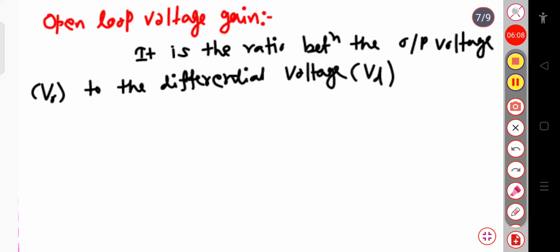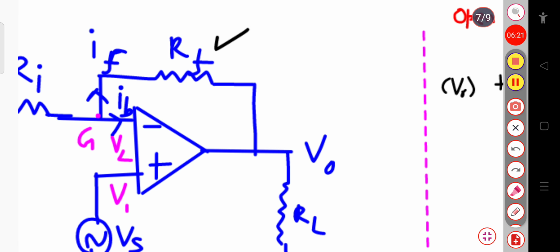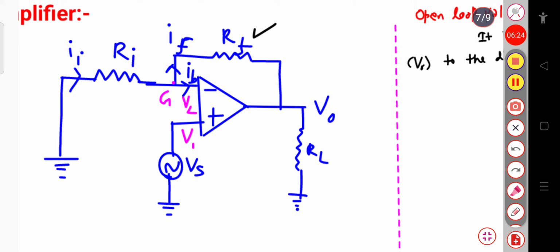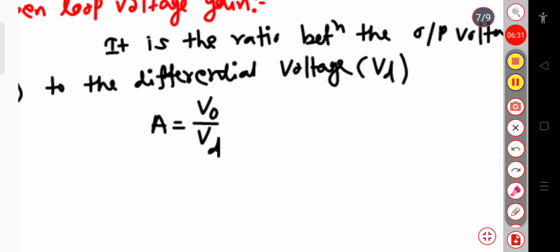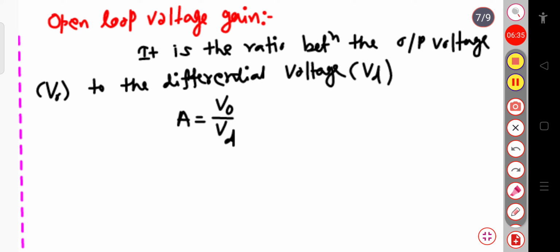So now we can write the open loop voltage gain A, that is equal to VO divided by VD. And in this diagram you can see the difference between these two voltages, that is your V1 minus V2. So VD can be written as V1, the non-inverting terminal voltage, minus V2, the inverting terminal voltage, so A equals VO divided by V1 minus V2.